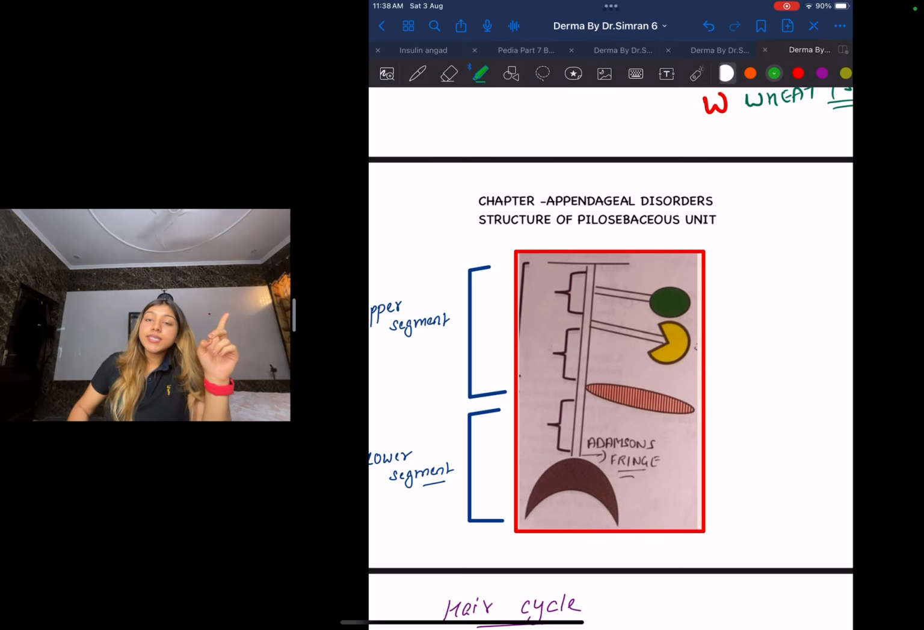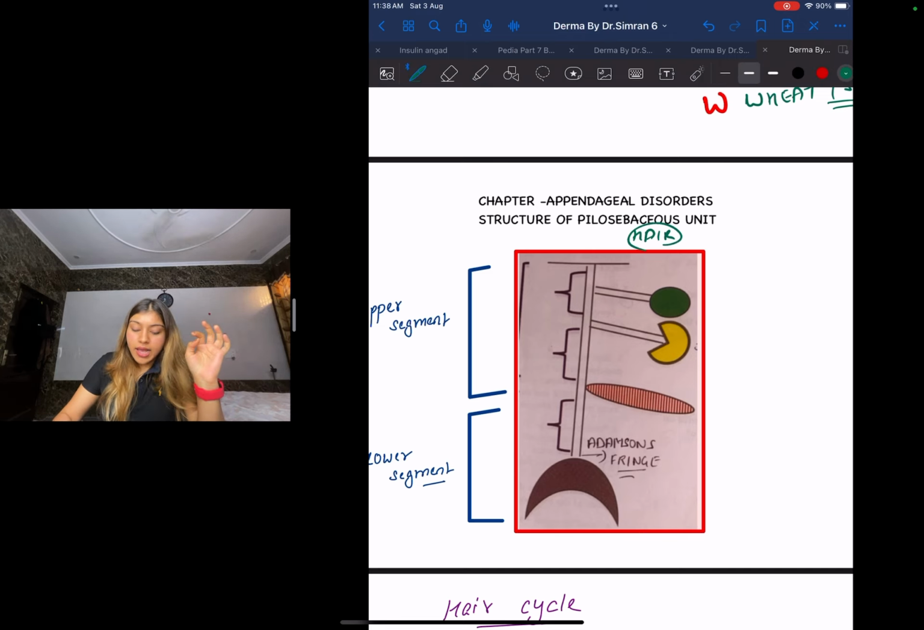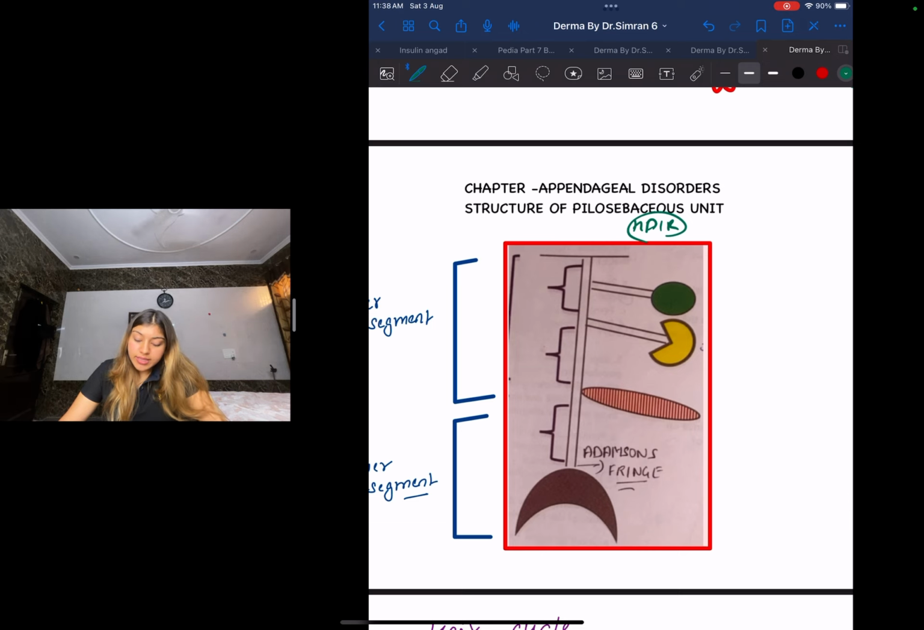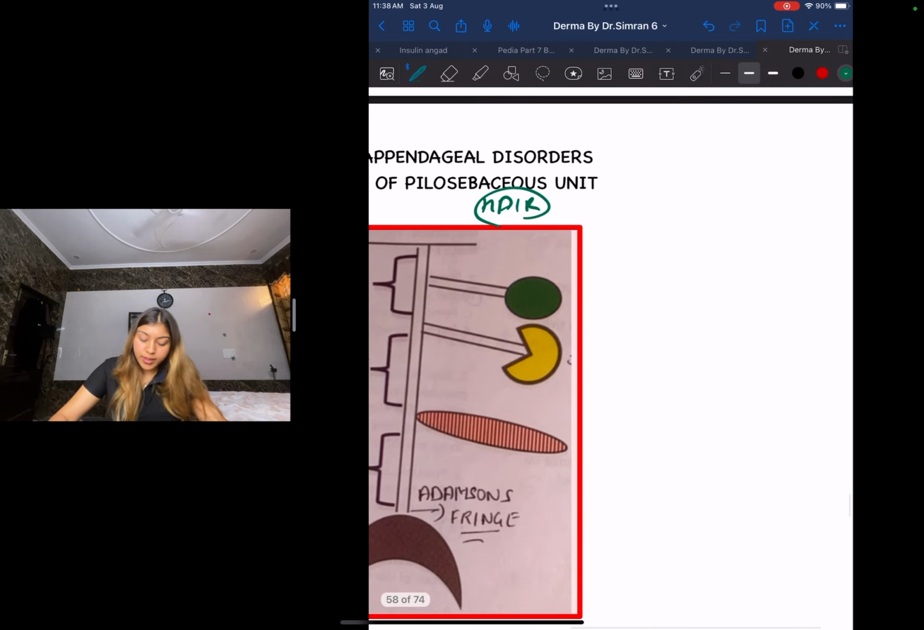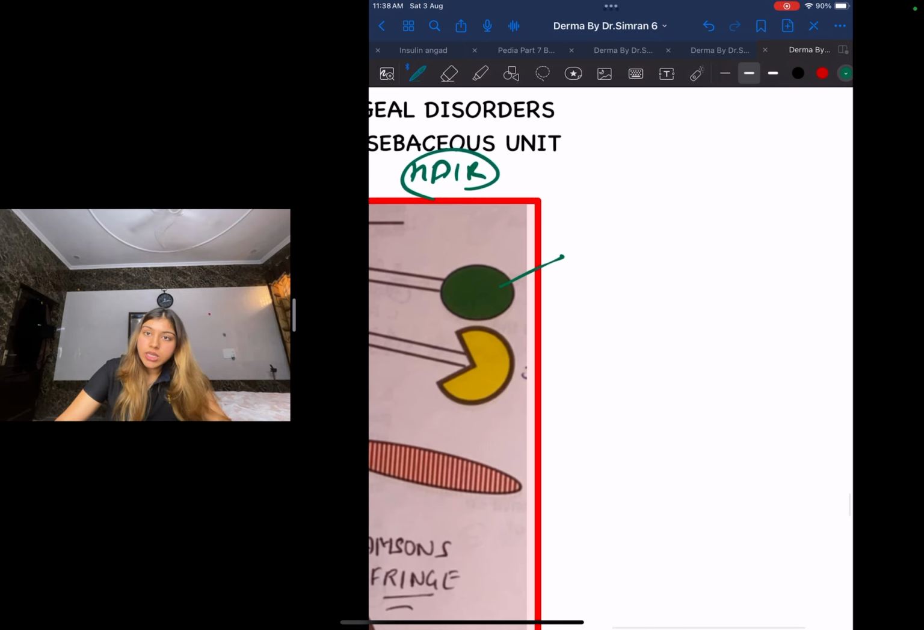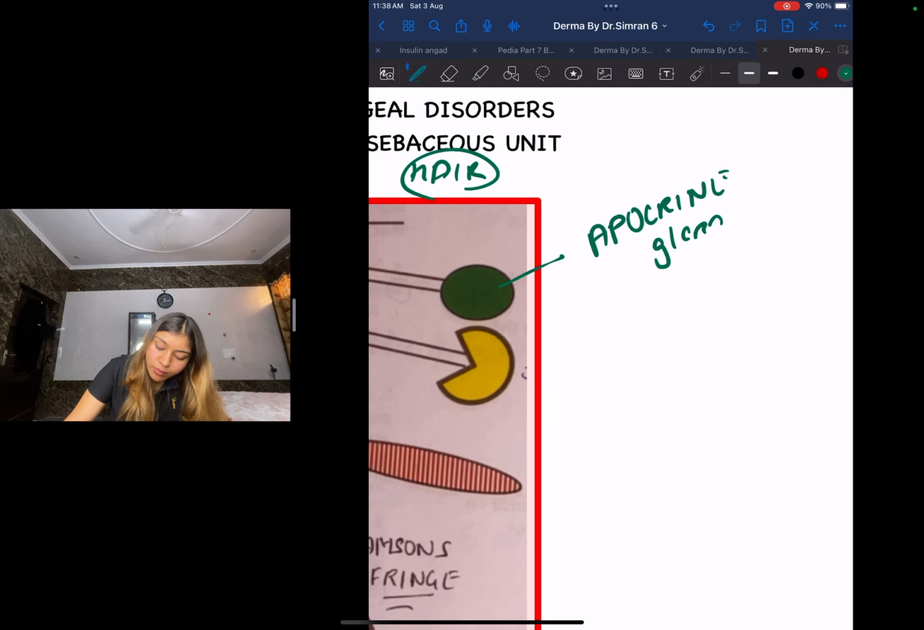Okay, first let us look at the pilosebaceous unit. Pilosebaceous basically means your hair unit. Now guys, let us look at this image. This is basically a rough sketch that will help us understand hair a little better. So what is this first green structure that I can see? This is going to be my apocrine gland.